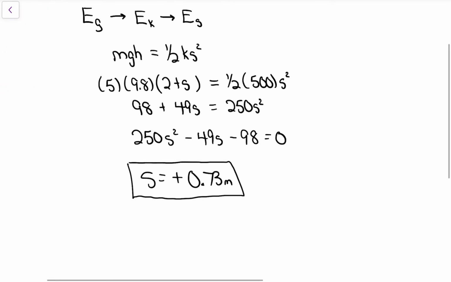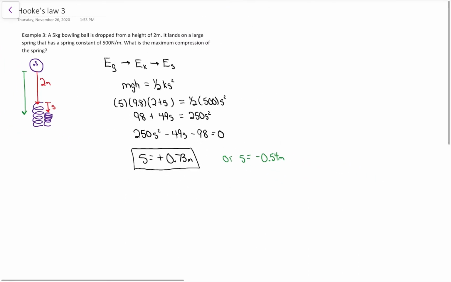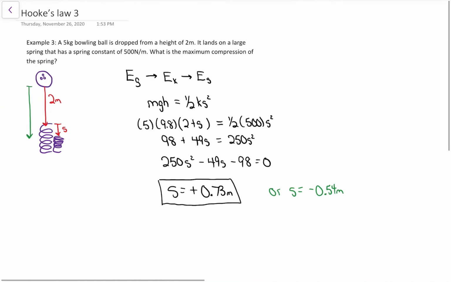When you follow through the quadratic formula, it gives a second answer, negative 0.54. We saw this in projectile motion. Similarly here, the physics doesn't understand the context of the question. If we were to drop a bowling ball onto a spring, it would squish the spring 0.73 meters, and then that's the maximum squish. At that point, the ball stops for a split second, but then the spring pushes the ball back upward, and the ball would vibrate up and down over and over again. We're going to talk about harmonic motion in a few days.